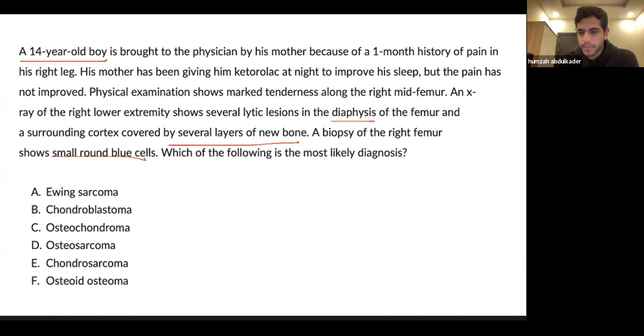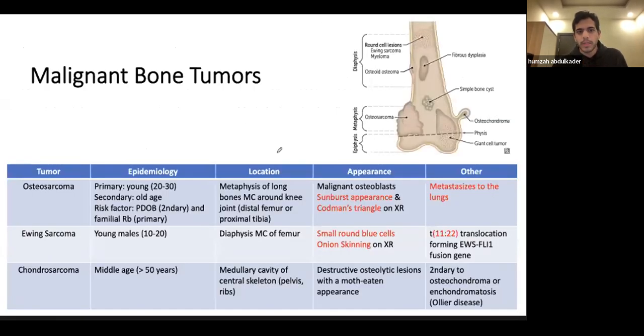Any questions about this one? I feel like this one was a bit easy. Clear. Okay. And this next slide, just a bit of an overview on the different malignant bone tumors.